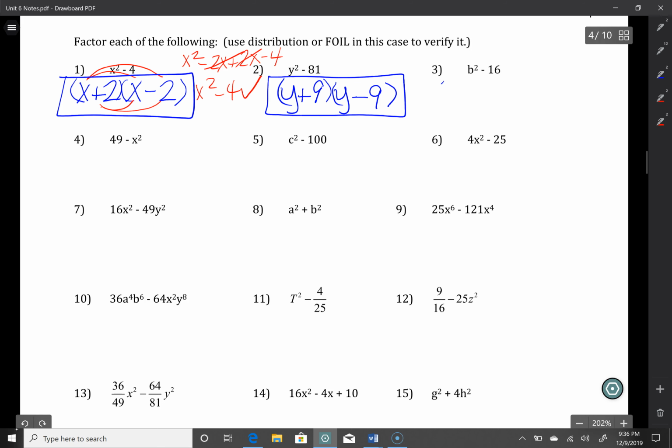So number 3, again, very straightforward. Both of those are set up perfectly. They are perfect squares separated by a minus sign, dots to a T. So b times b is b squared. I know my b's look like 6s, so sorry. 16 is 4 times 4. One gets a plus, one gets a minus. Done.